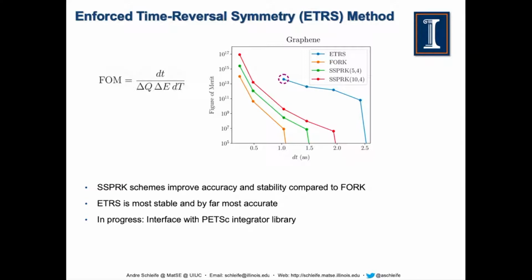And what she basically finds is that the fourth order Runge-Kutta performs worst on this scale. The strong stability preserving schemes are in between. And this enforced time reversal symmetry integrator is right now actually the best one we've implemented. Meaning for a given large simulation time step, so you should not just look at the maximum of this figure of merit, because it's clear that as you reduce your time step, you conserve energy better, but it makes the calculations more costly, right? Because your time step is small.